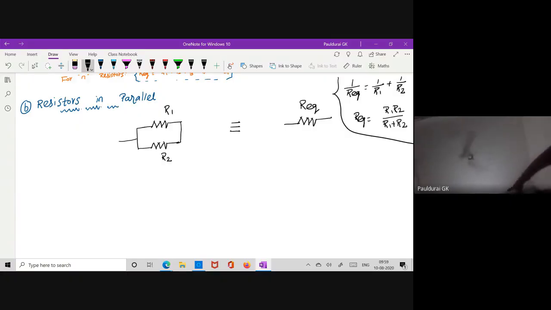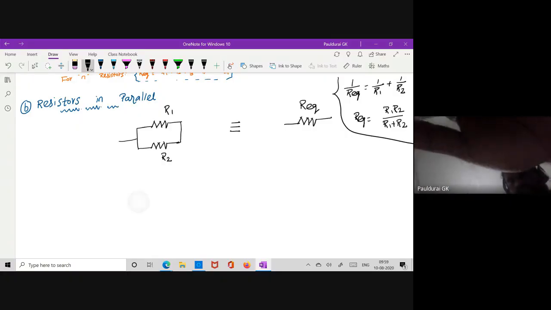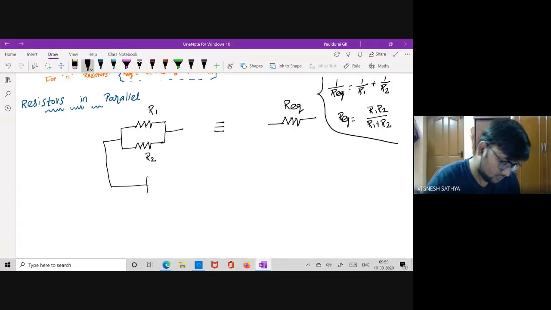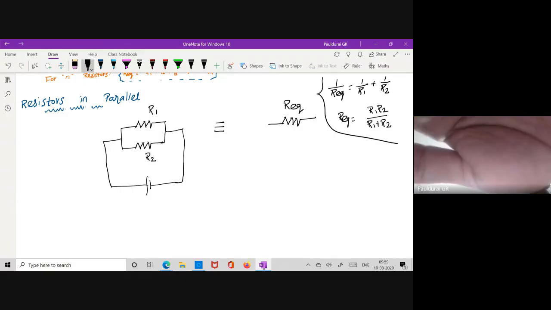Any doubt in this? The formula you already know, the same I am going to derive. In order to derive this, once again I'm going to apply some voltage V. Listen carefully, this is V, this is plus, this is minus. So here also I will apply the same voltage, V, plus minus.